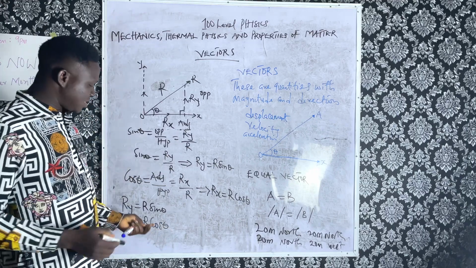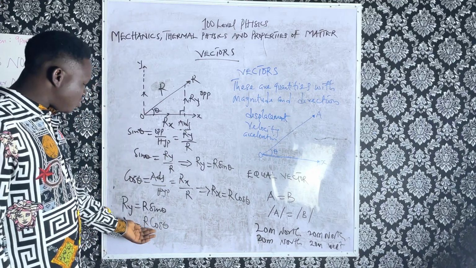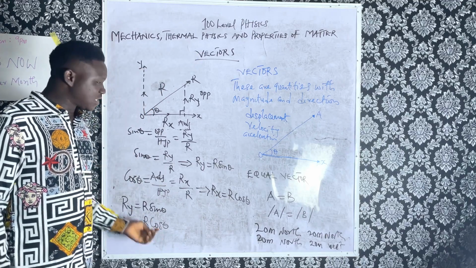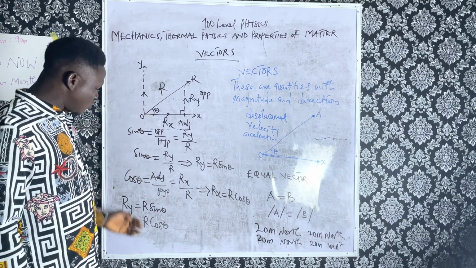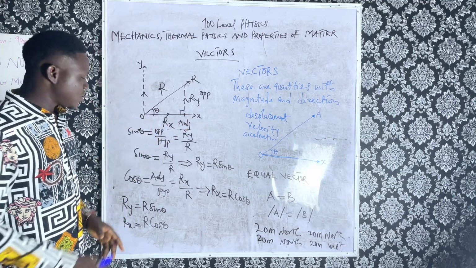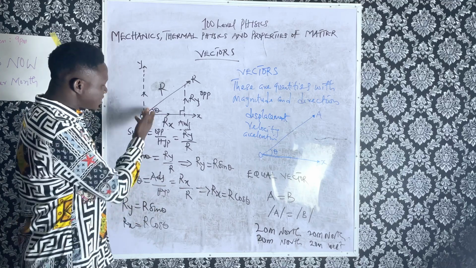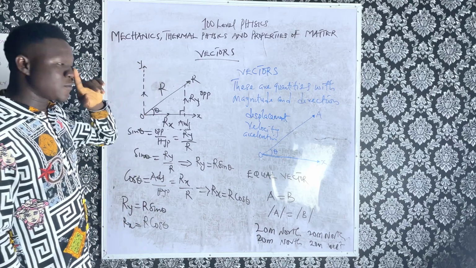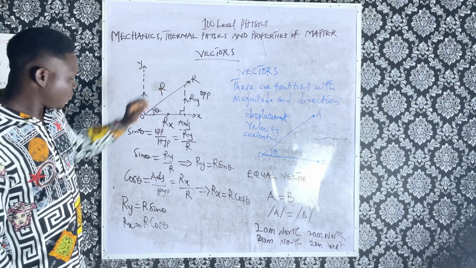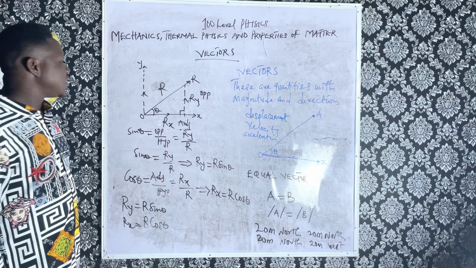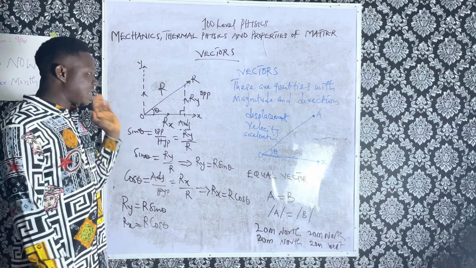So what this means is that when you multiply the vector R by the cosine of the angle, it will give me the component moving along the x-axis. Then if I take the sine of this angle and multiply it with the resultant force R, I will get the component moving along the vertical axis.